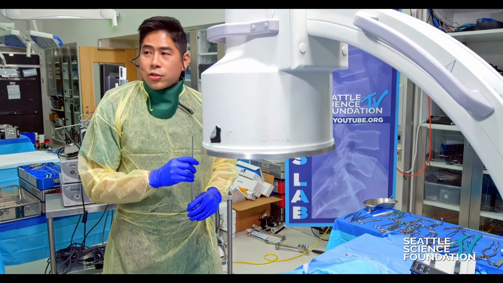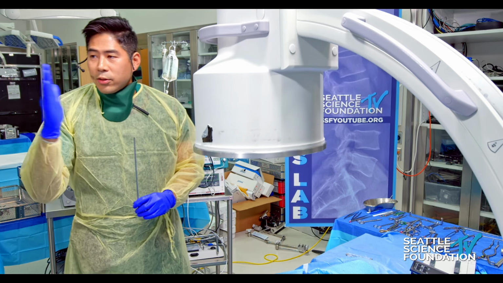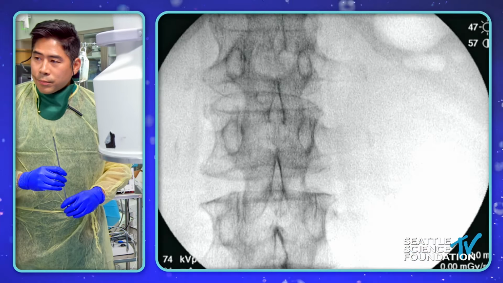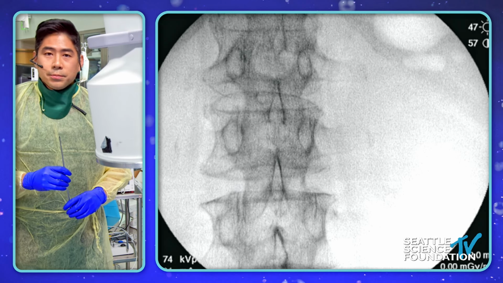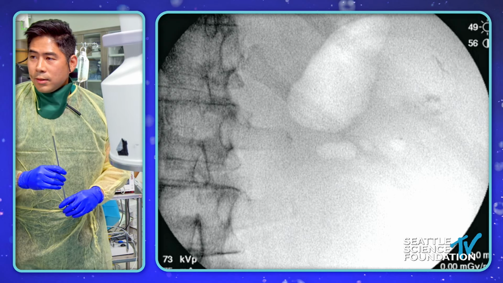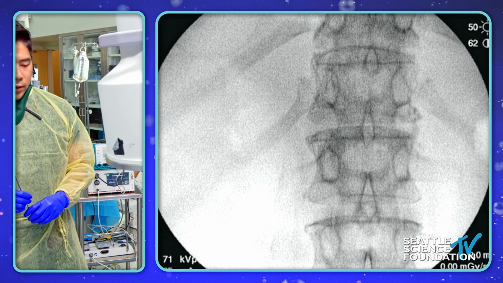You do want to get a shot centered around the disc space, and I will tilt the angle of the C-arm to get a very good AP. So yeah, do maybe a little bit and take a shot there. Center that. And come down caudally towards the hip.